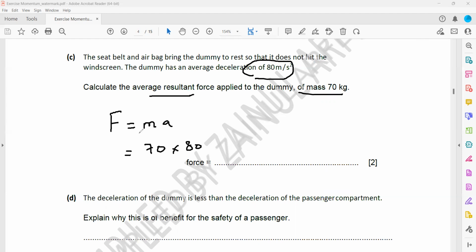So when we multiply them, 7 multiplied by 8 is 56, and then 00. So 5,600 Newton. So when you have the acceleration or deceleration and mass, you just multiply them to get the resultant force.